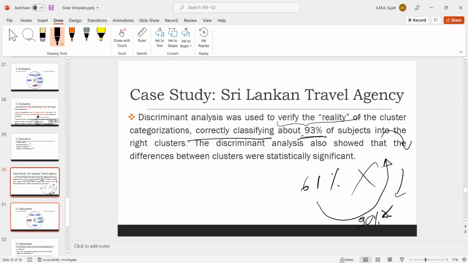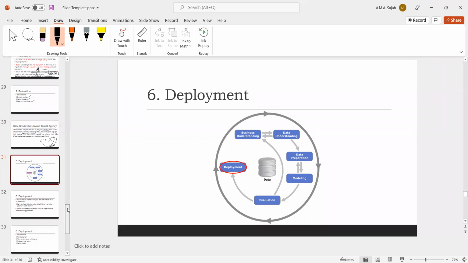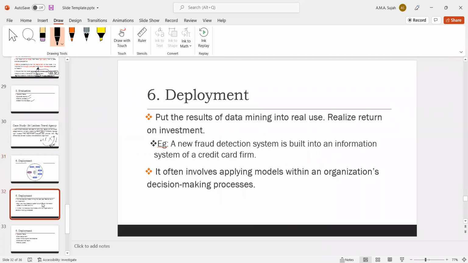The final step is deployment. If you think about deployment, it is real world implementation. We don't develop the project just for research work. The ultimate goal is we need to apply these research projects in the real world. Deployment means we apply or use it in the real world.